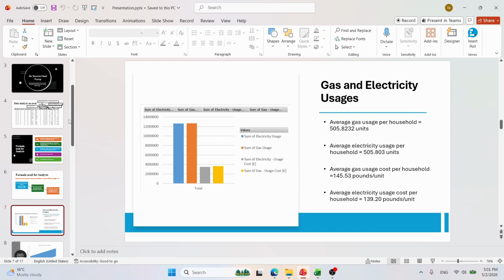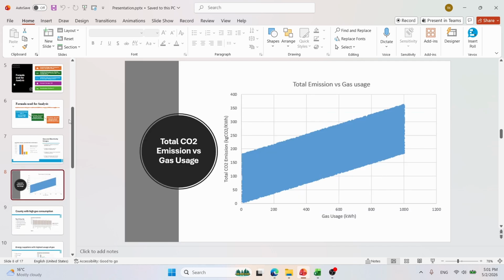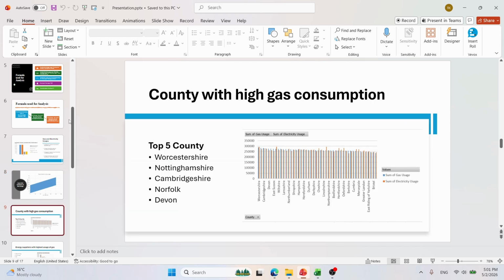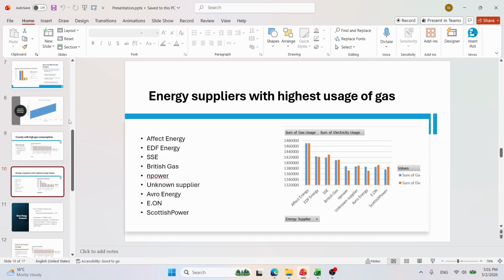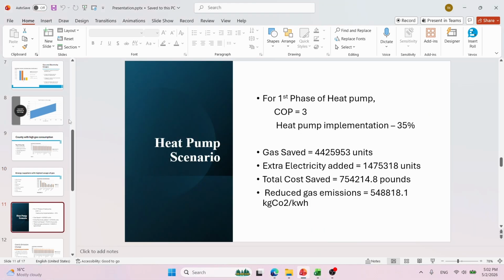From using that Excel model, this is the result. This is the gas usage. This is the electricity usage, which is almost the same. This is the emission. This is for different countries. This is using the different suppliers for the UK. Epic Energy has the highest energy supplement.